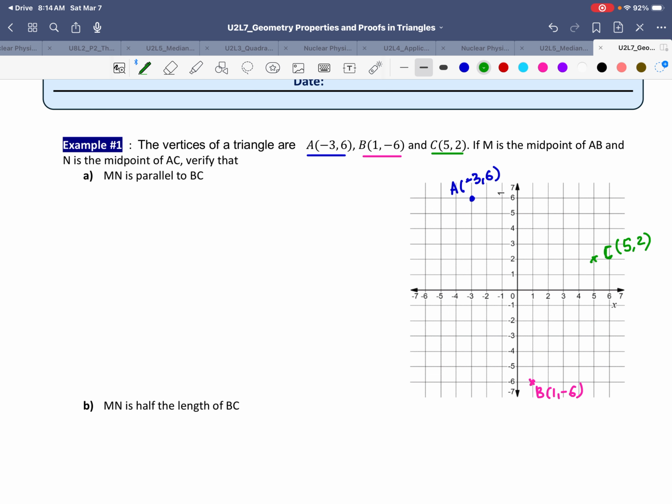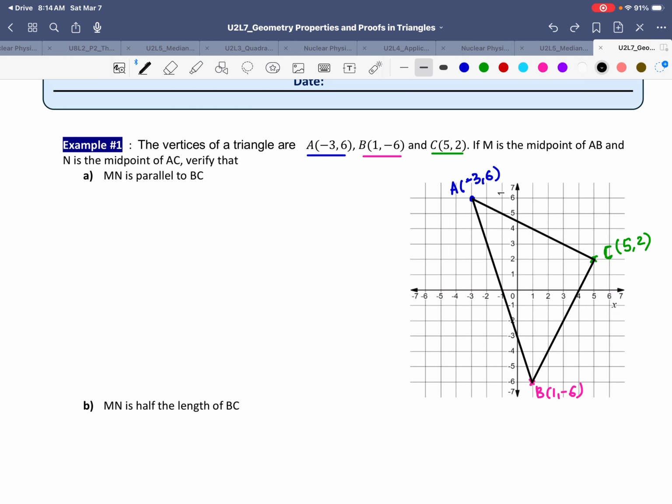All right, so next step, we have to connect all these points because we want to form the triangle. So let's form the triangle now by connecting A to B, B to C, and then A to C. Here goes our triangle. It looks a little bit like a right triangle, but never make assumptions in geometry. Always have to prove. So M is the midpoint of AB.